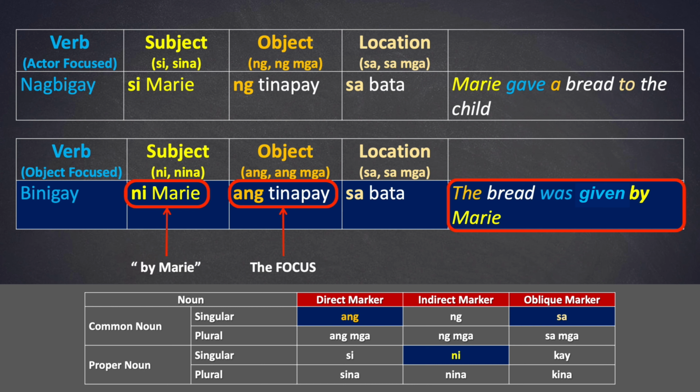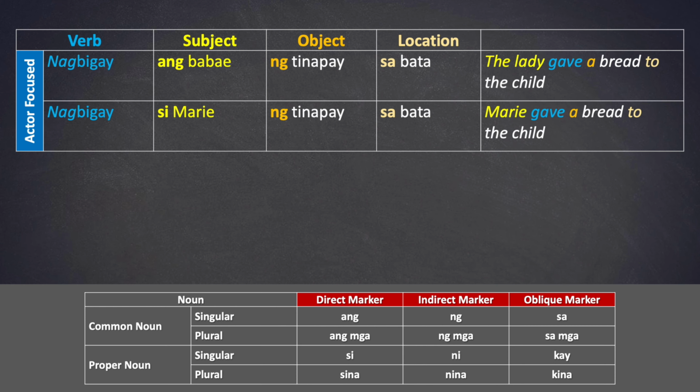In this sense, you can see the possessive nature of the marker ni. The act of giving the bread is possessed by Marie. I hope that makes sense. Let's have some more examples of sentences with actor-focused verbs and object-focused verbs using the appropriate case markers. Here goes. Let's start with a sentence with an actor-focused verb and with an unnamed subject.